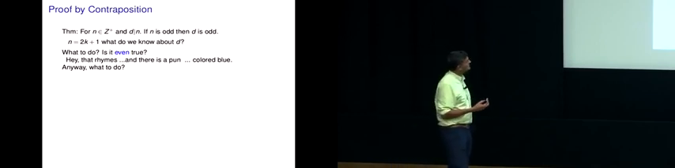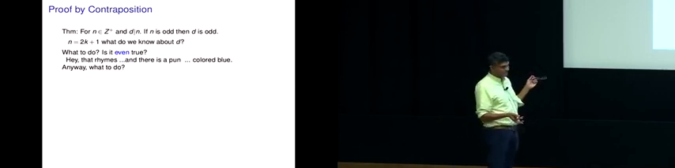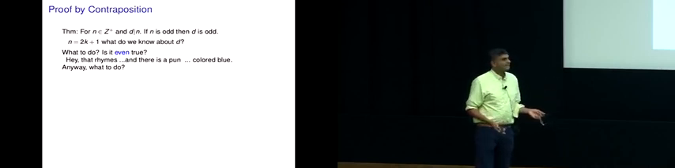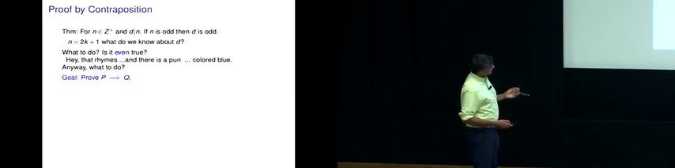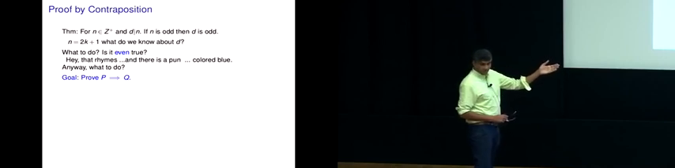But what do we do? Yeah, well, okay, n is a multiple of d. There's some integer a times d, which equals 2k plus 1. What do we do now? It's like, oh, what a mess. Well, our goal is to prove p implies q. N is odd should imply that d is odd, right? That's our goal.